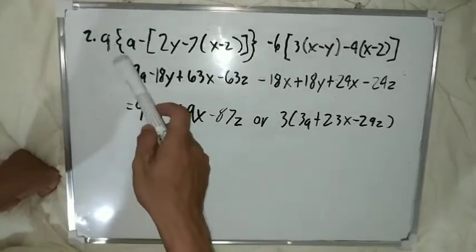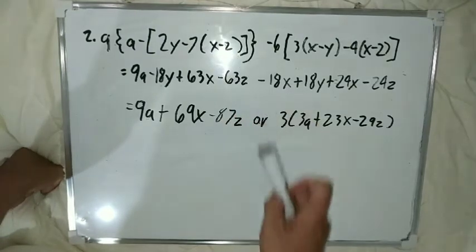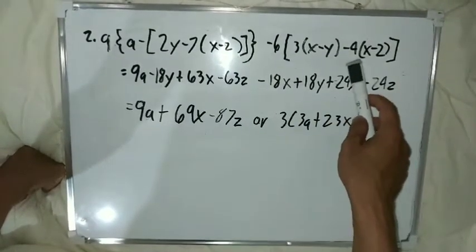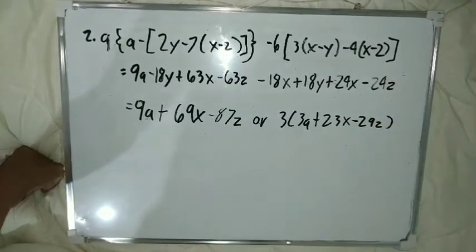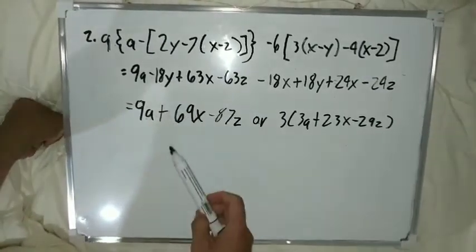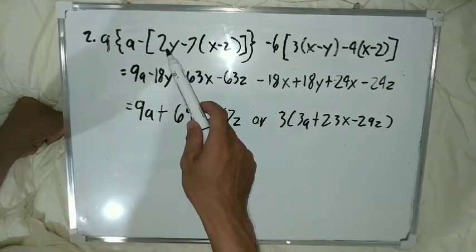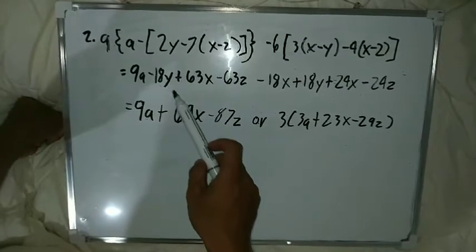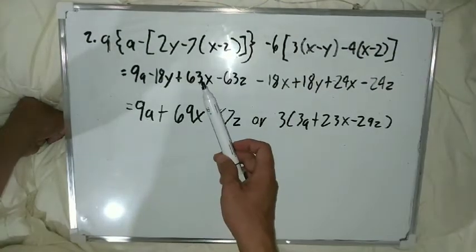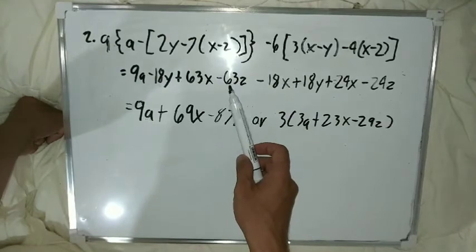So 9 multiplied by a minus the quantity of 2y minus 7 and the quantity of x minus 2, and 6 multiplied by the quantity of 3 and the quantity of x minus y, minus 4 multiplied by the quantity of x minus 2. So to make it more simple, you should multiply 9 to a, and you get 9a, and multiply 9 to negative sign and to 2y, so that you will get negative 18y. Then 9 multiplied by negative 7 multiplied by x, and you'll get 63x, and 9 multiplied by negative 7 and multiplied to negative 2, and you get negative 63z.